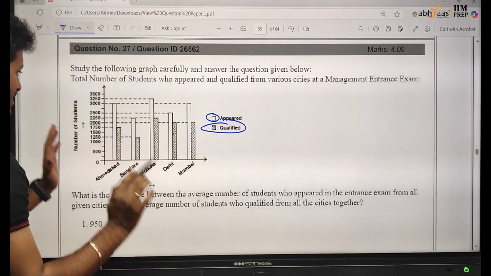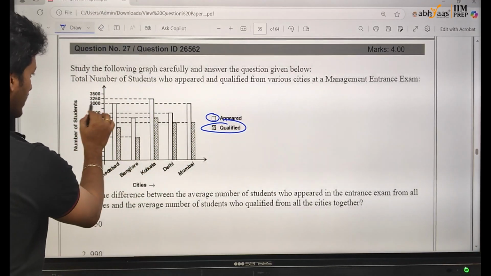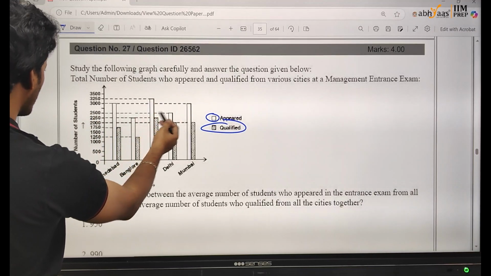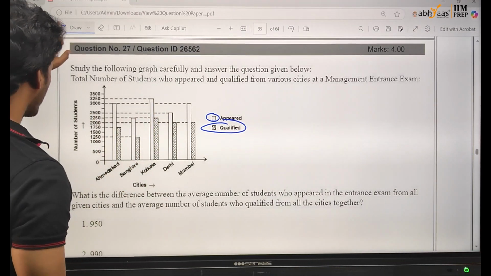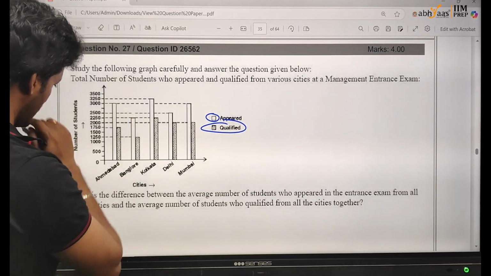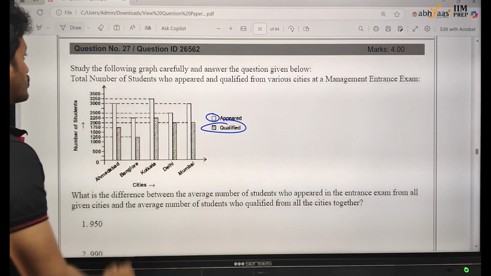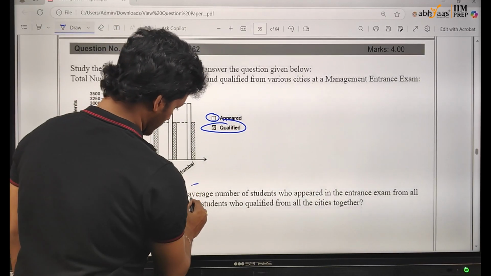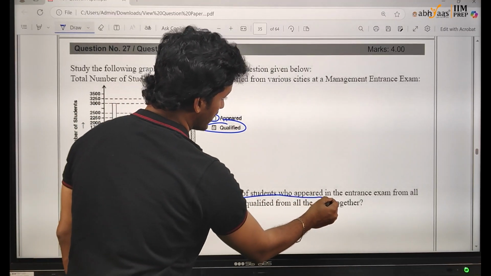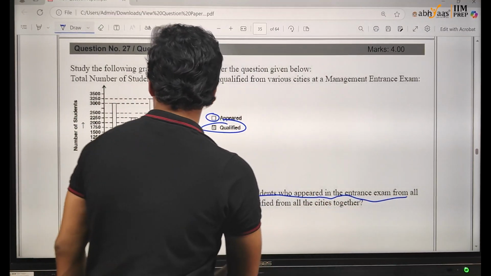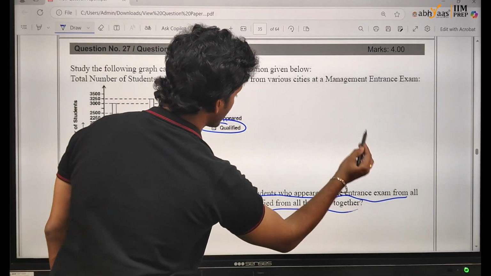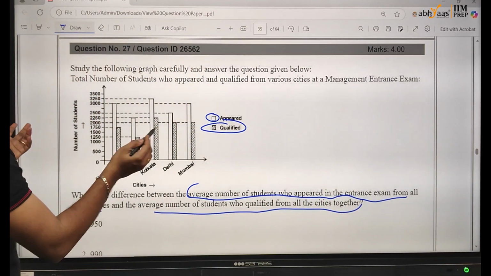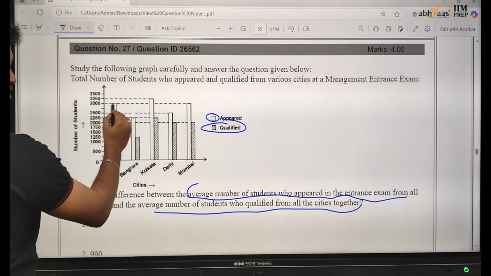Check it. Are they giving the full data? Yes, 3000, 3250. No need for assumptions. We can directly calculate it. What's the question? What is the difference between the average number of students who appeared in the entrance examination from all given cities and the average number of students who qualified from all the cities together? So let's take the average for everything.